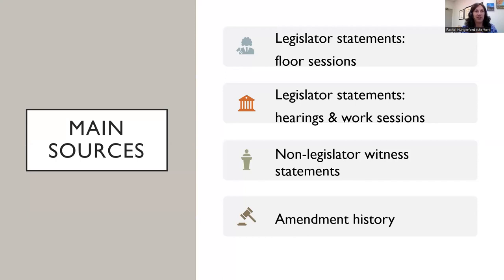The main sources are statements made by legislators, which could be statements made during floor debates. It could be statements made during committee hearings or work sessions. It could be non-legislator statements, which I'll talk more about in a minute, or the history of how the bill was amended through the process. There are other components, but I would say these are probably the main types of legislative history that are going to be useful to you and persuasive to use in your brief.